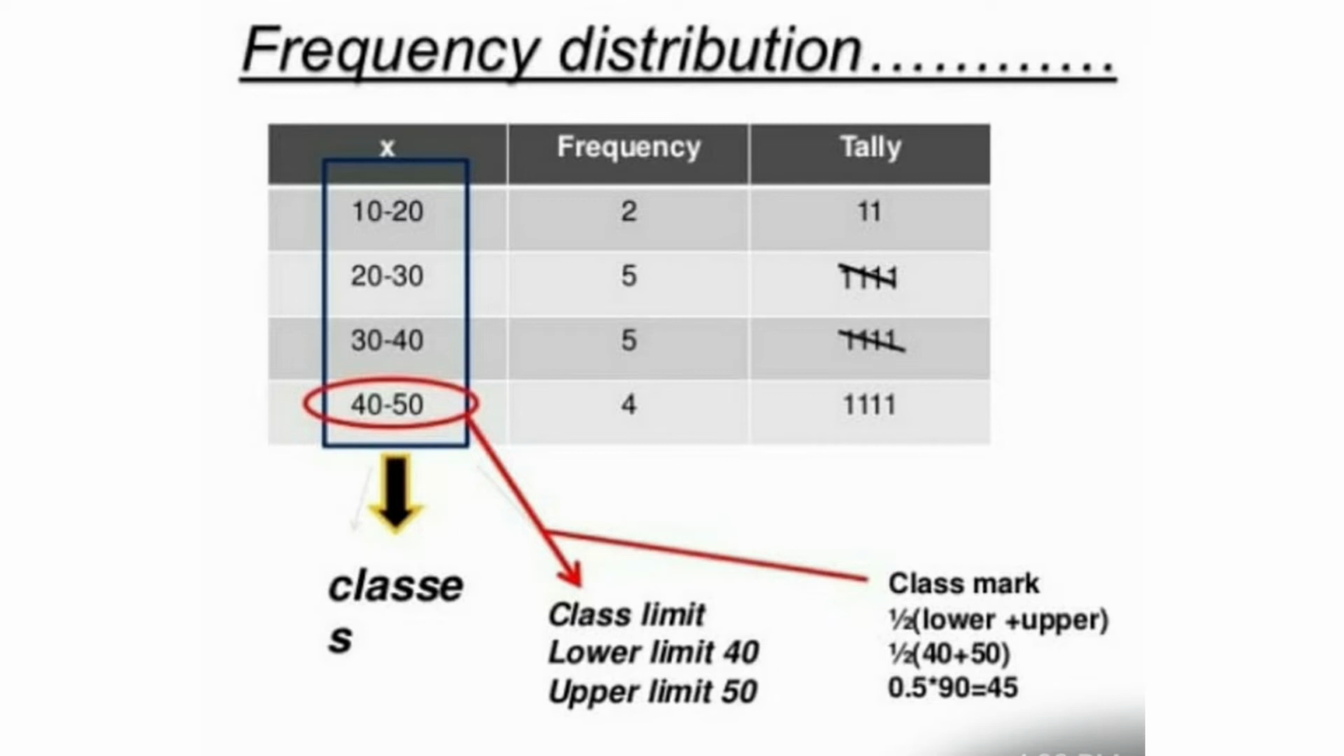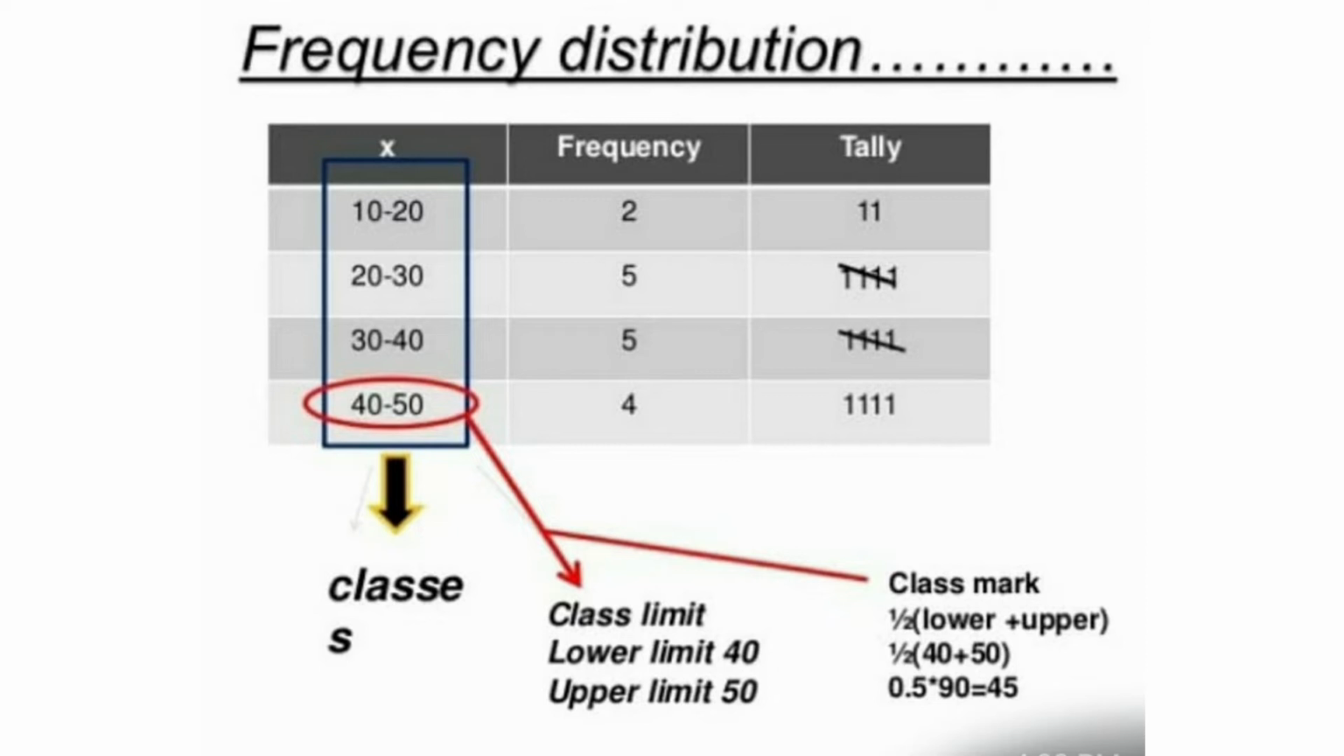So here you can take anything. They have told 40 to 50, what is the lower limit? 40. What is the upper limit? 50. Okay, what is the class mark? 40 plus 50 divided by 2, 90 divided by 2 is 45. So 45 is your class mark. What is the class interval? Upper limit minus lower limit. 50 minus 40 is equal to 10, which is your class interval. Okay, so like that for each and everything you can find.